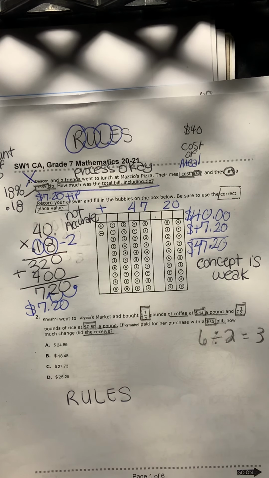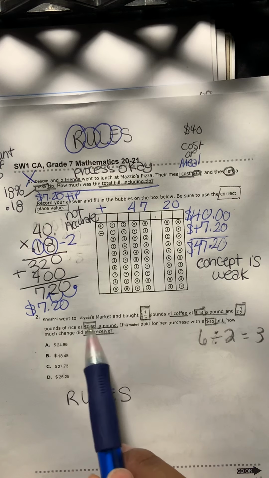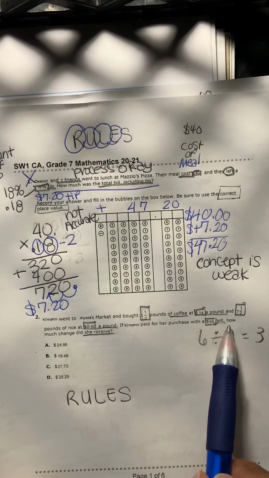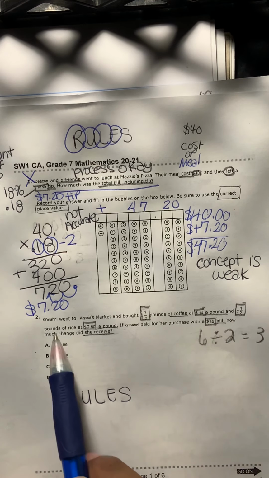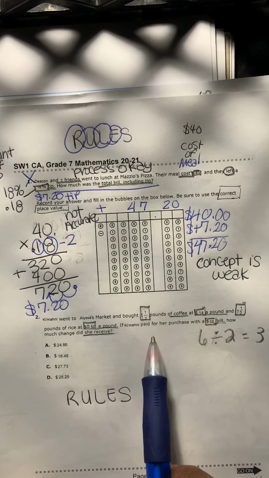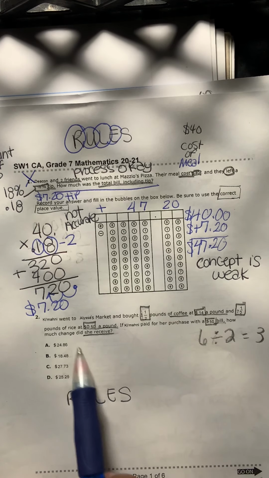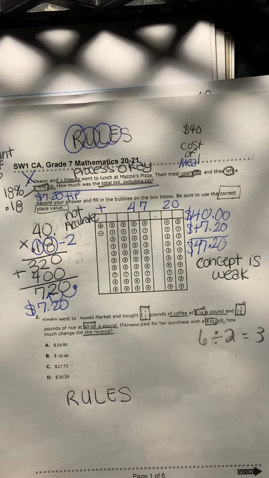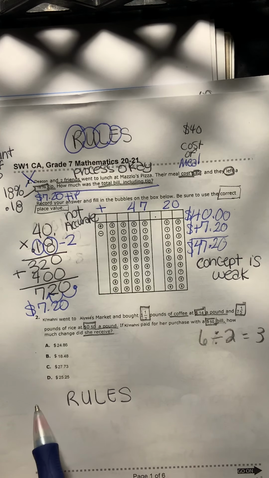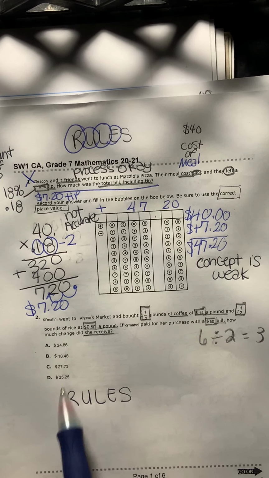And so now we read. Kamani went to Alyssa's market and bought 1 1/2 pounds of coffee at $14 a pound and 7.5 pounds of rice at 50 cents a pound. If Kamani paid for her purchase with a $50 bill, how much change did she receive? All right, so we've read. Now we're going to look at our options. $24.86, $18.48, $27.73, $25.25.